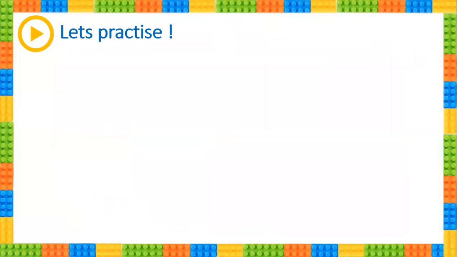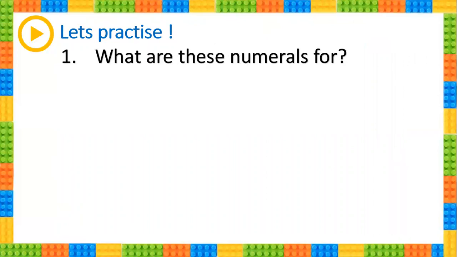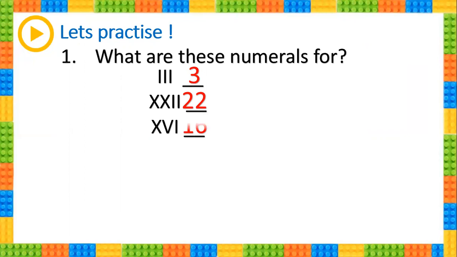Now let's practice, students. Here we go. What are these numerals for? I, and one I expresses 1. So 1, 1, 1, all together they make 3. Yes. Next one. What does X stand for? It stands for 10. Yes. 10 plus 10 plus 1, 1, and it makes 22. The next one, again, X stands for 10 plus 5 plus 1, and it makes 16.